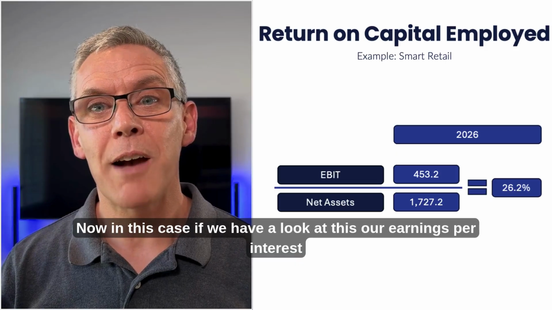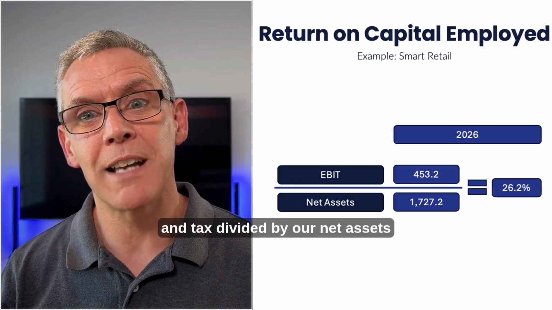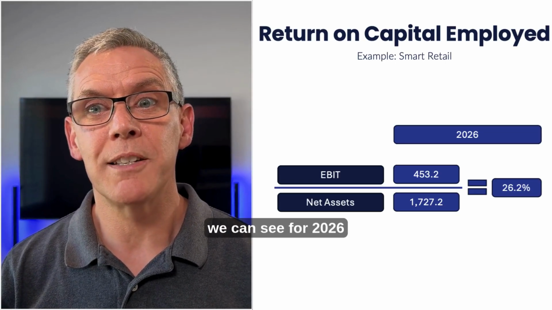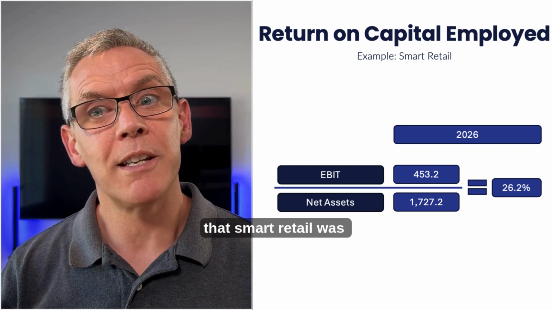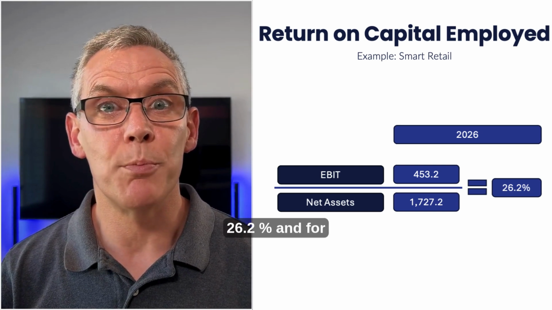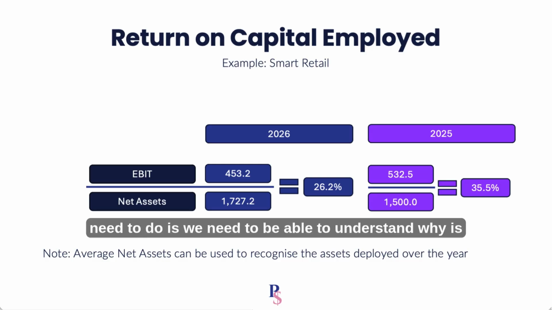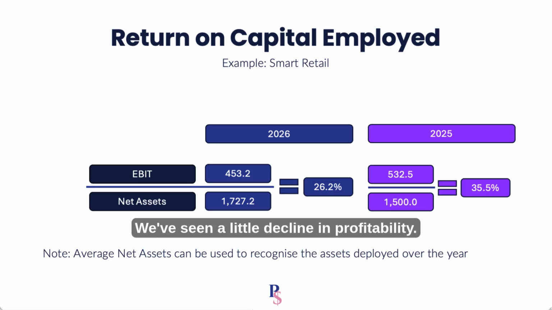Now, in this case, if we have a look at this, our earnings before interest and tax divided by our net assets, we can see for 2026 that Smart Retail was 26.2%, and for 2025 was substantially higher at 35.5%. Now, what we need to do is understand why is that movement? What's actually caused that? We've seen a little decline in profitability, but clearly there was an increase in the assets as well for the organization.